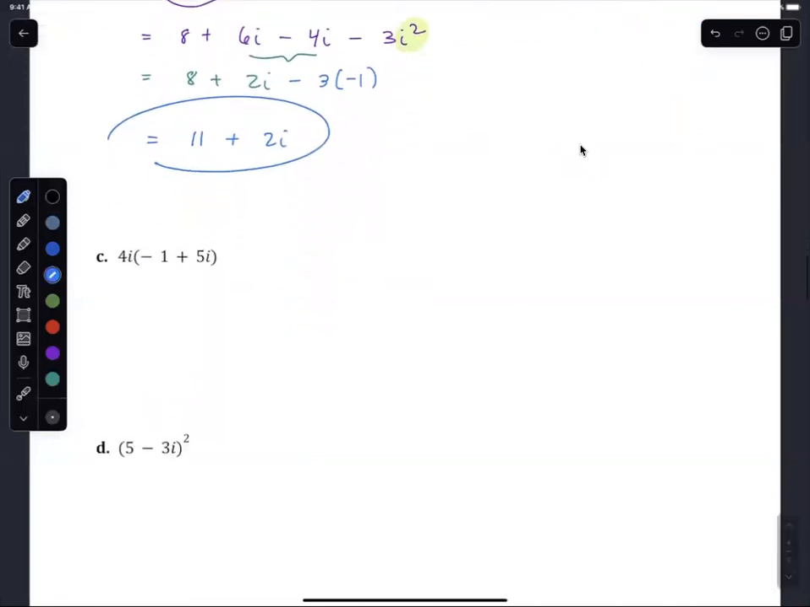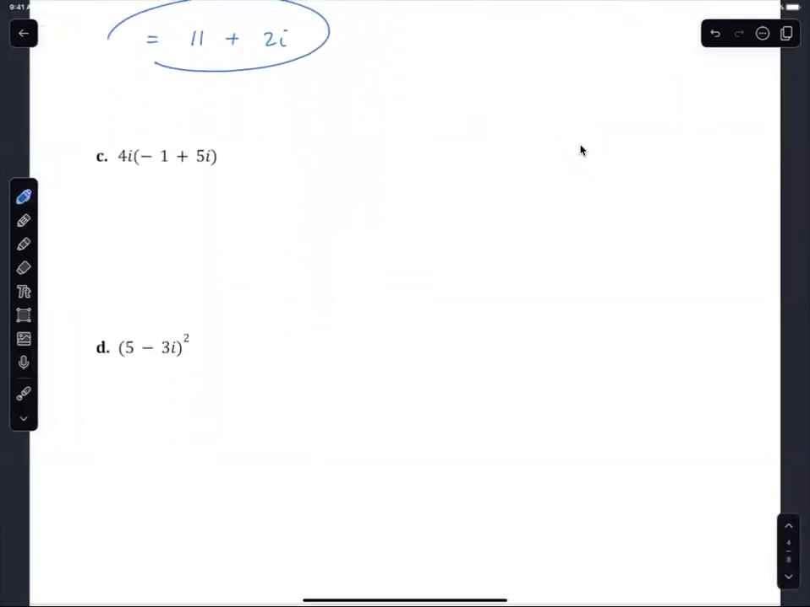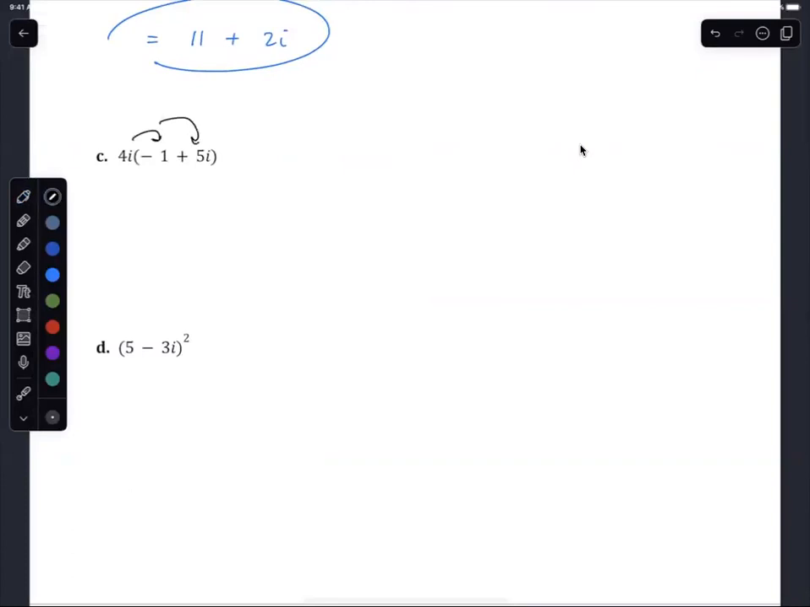For C, distributing the 4i, we're going to get -4i plus 20i squared, where we know i squared is -1. So this is going to become -4i plus 20 times -1, which is -4i minus 20, but we have to write it in standard form. Standard form is a plus bi, which means I'm going to rewrite this as negative 20 minus 4i.